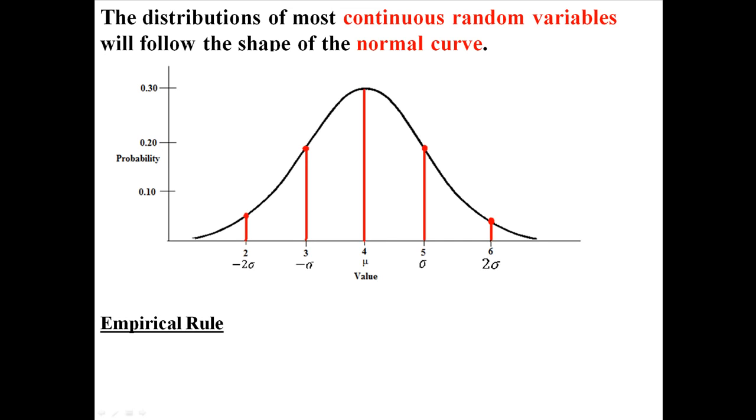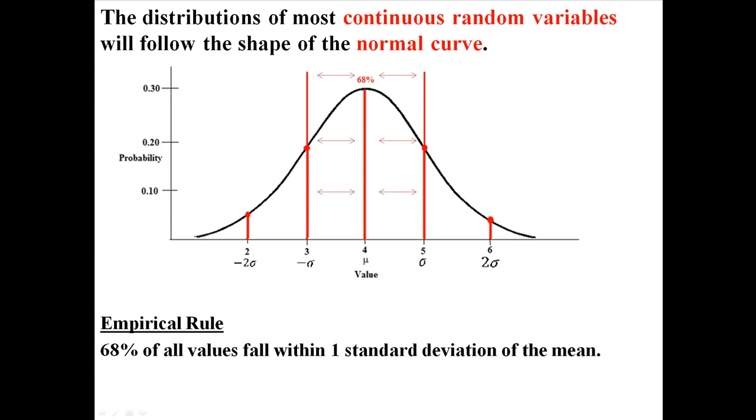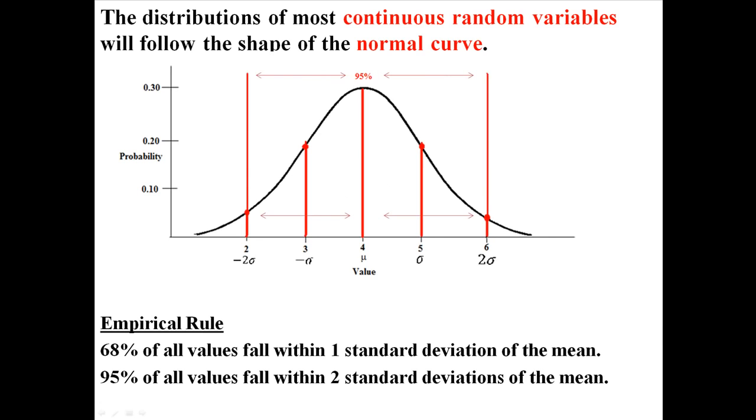So now the empirical rule. The empirical rule states that 68% of all the values in your distribution will fall within one standard deviation of the mean. So for this distribution, you would expect 68% of all the values to be between 3 and 5. It also states that 95% of the values will fall within two standard deviations of the mean. So we would expect 95% of values to lie between 2 and 6 for this distribution.